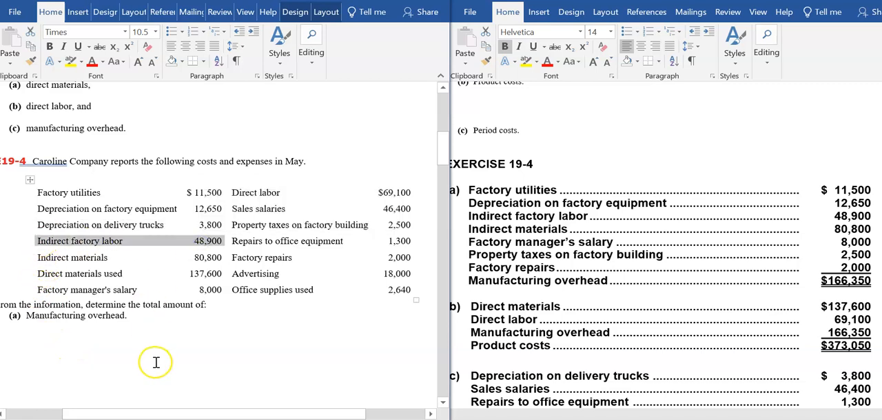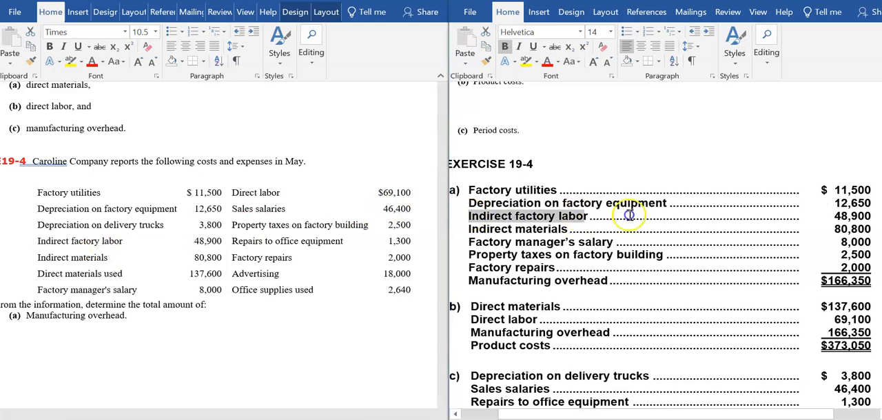Indirect factory labor. It has to do with the factory. It has to do with making the inventory. So we know it's a product cost. It is not a direct material. It is not a direct labor because it is indirect. It will be included with our overhead costs.